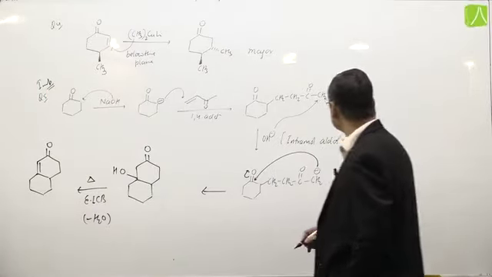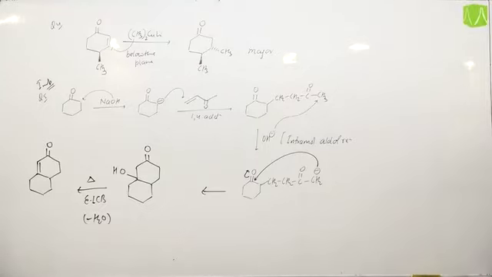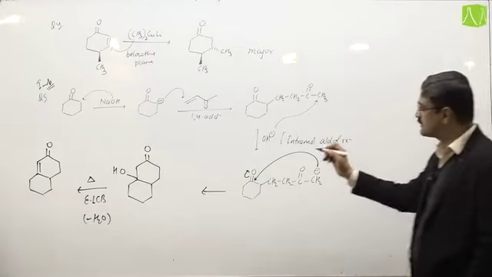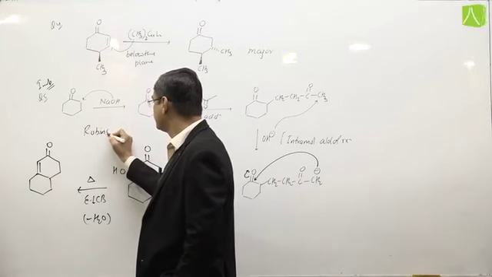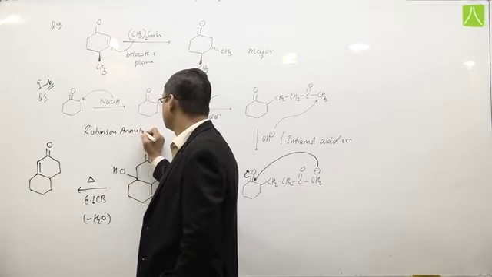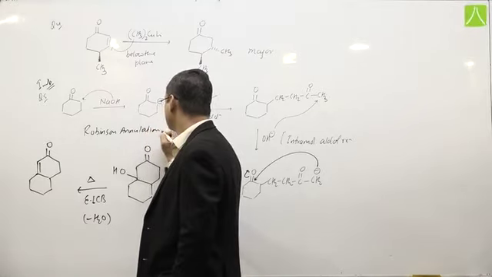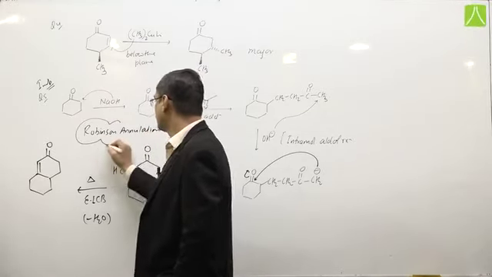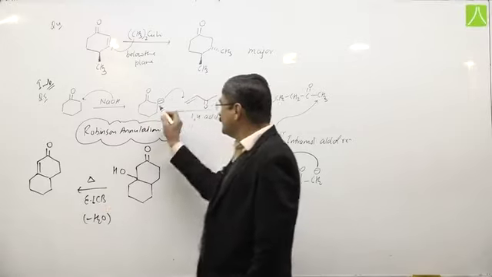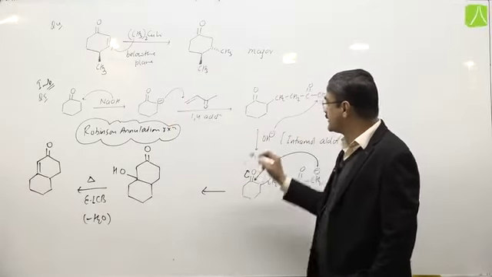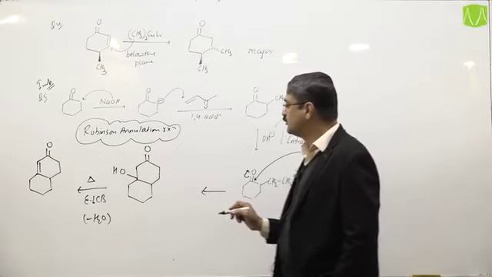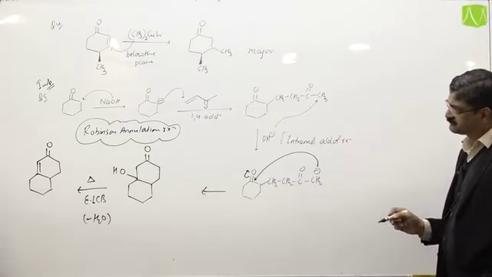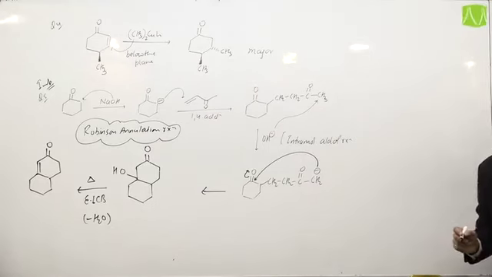Now I take another similar type of example that is known as Robinson annulation. This reaction is known as Robinson annulation. First aldol at 1,4 addition, then second aldol by intramolecular reaction, then this is known as Robinson annulation reaction. Annulation means ring formation takes place.